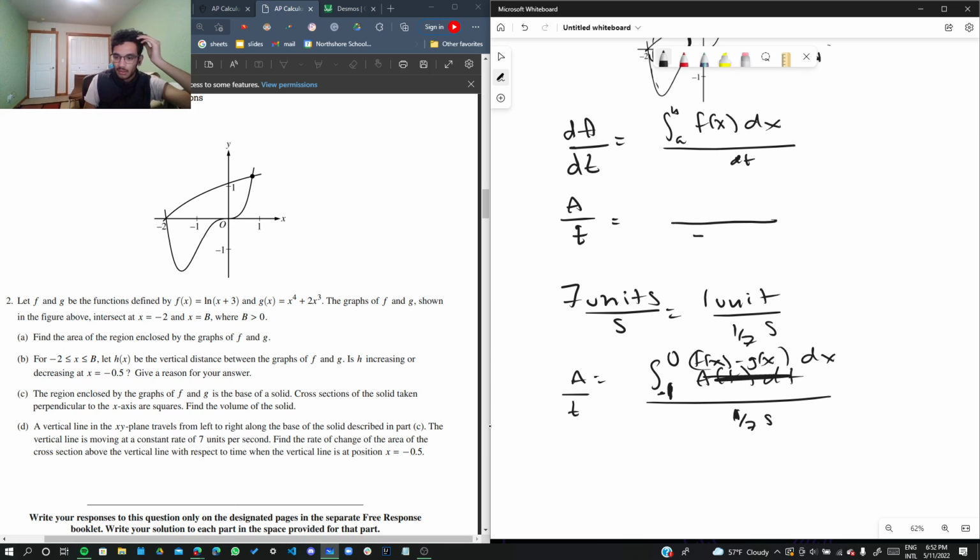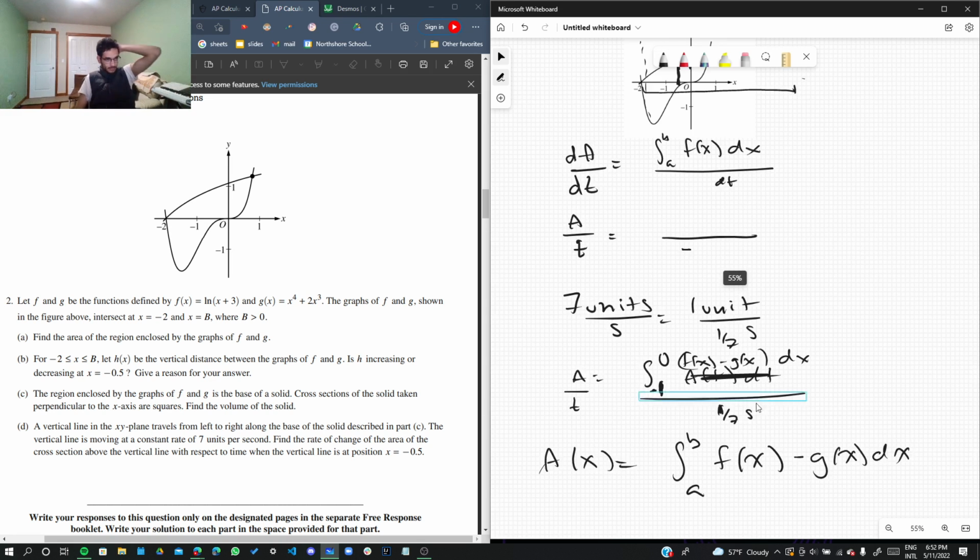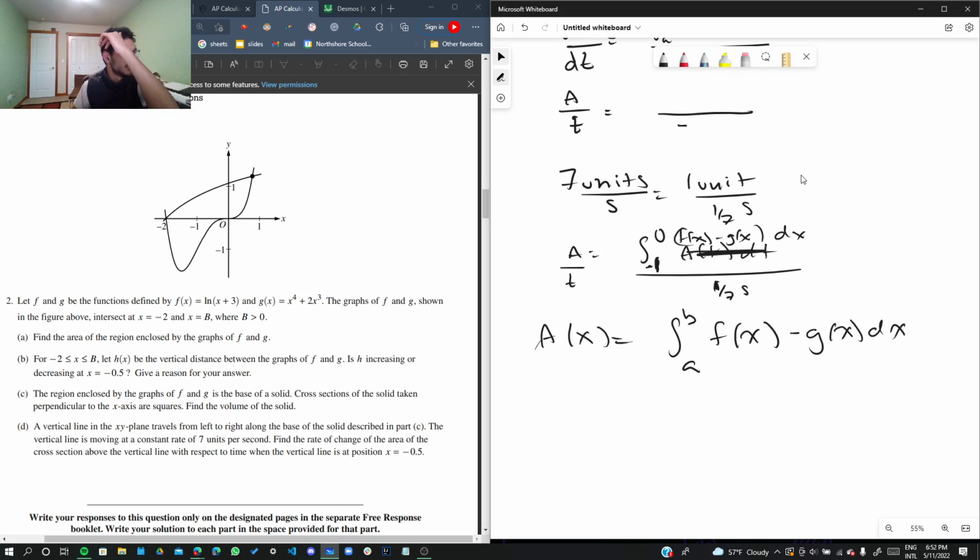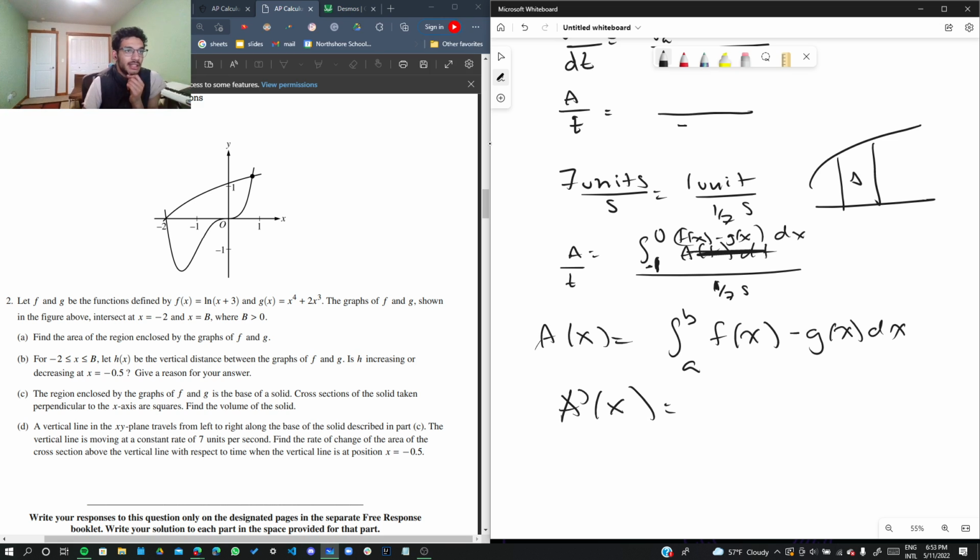Okay, let's just say we had A(x) is equal to the integral from a to b of f(x) minus g(x), right? This is the area. The rate of change. Because I know, okay, so if you take the area, I want to find the change in area, the change over time. That's just dt. It's a dA over dt thing.